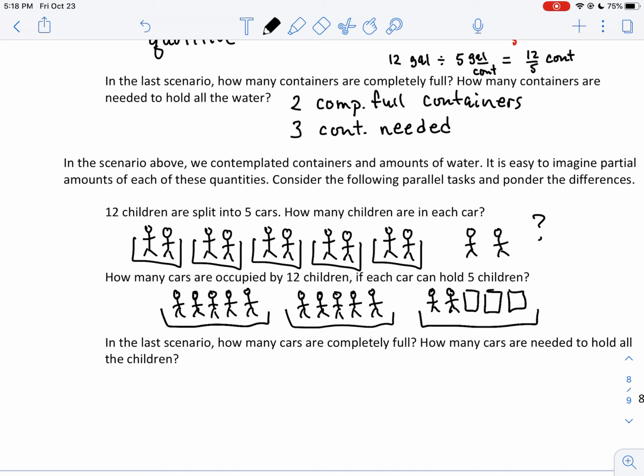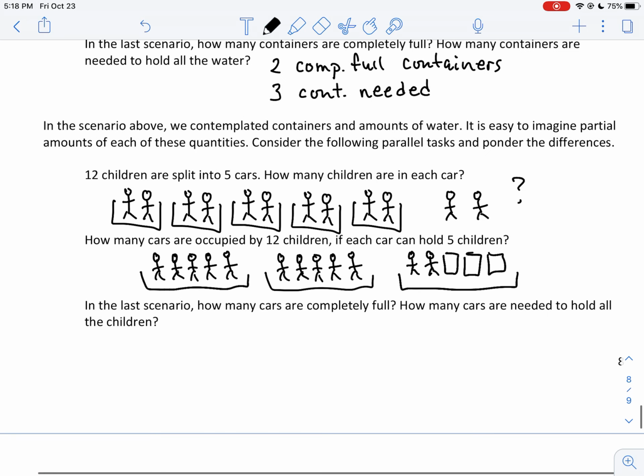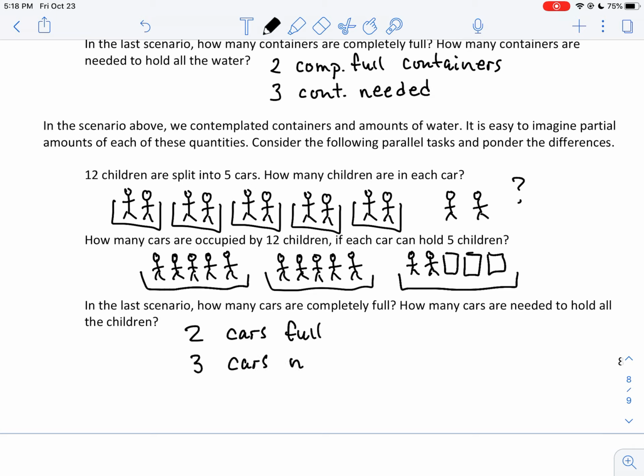So, I mean, you could say something like, how many cars are occupied by 12 children if each car can hold 5 kids? You would say 2 cars, and then 2/5 of another car is full. But if I were to say, in the last scenario, how many cars are completely full, you would say 2 cars are full, and the third car is not. But how many cars are needed? You need 3 cars.